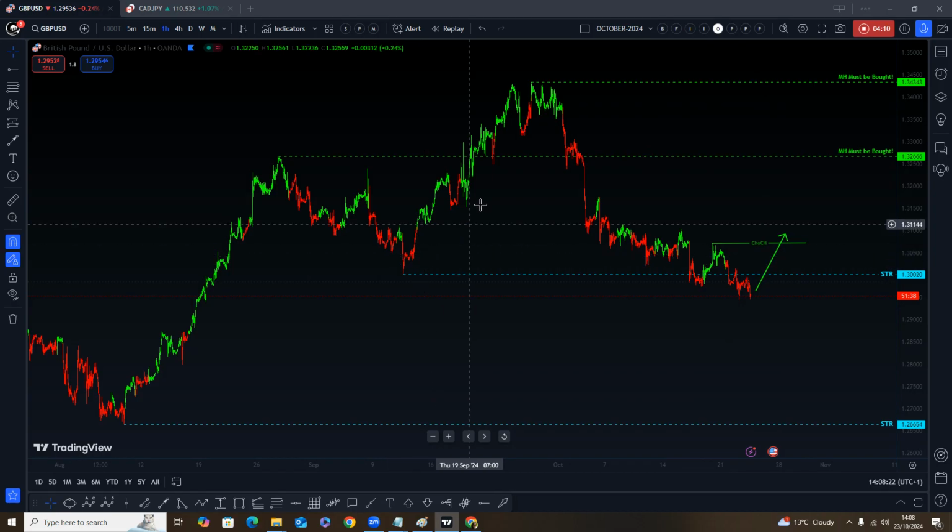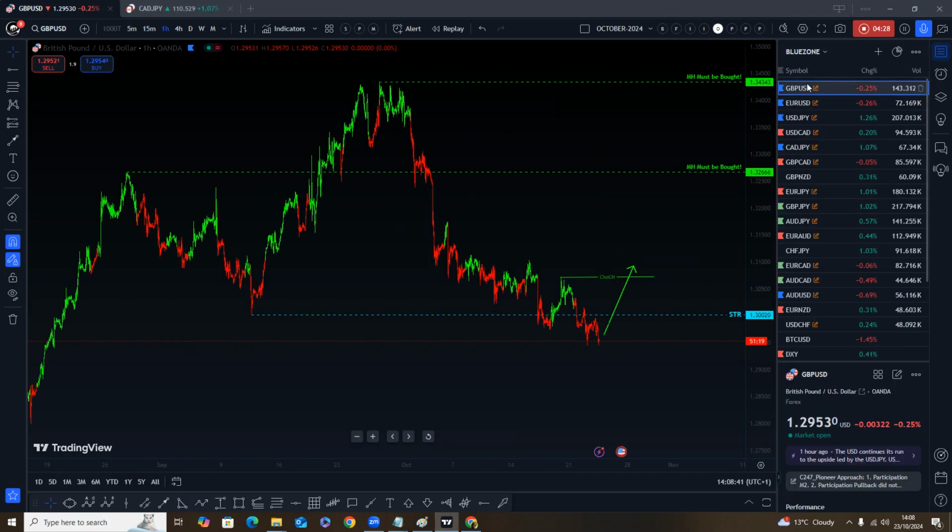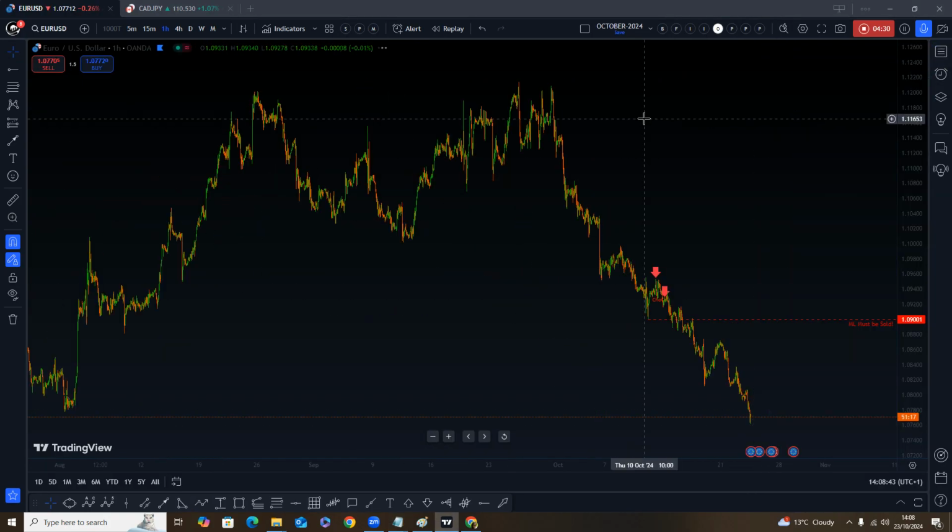So the picture is bearish, but we are expecting a secondary trend. The secondary trend will be confirmed at the break of 1.30745. So that is what I can see on the pound US dollar. Next one we're going to look at is the euro US dollar.